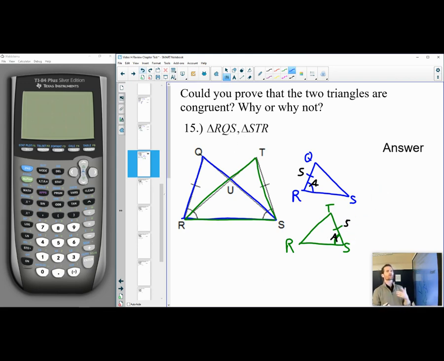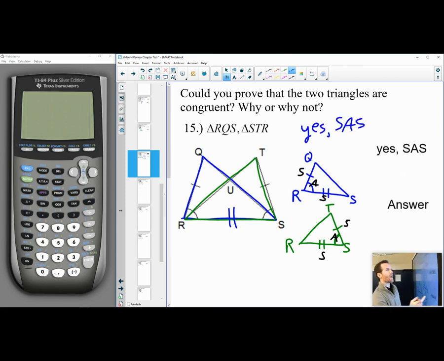What we need to use is the reflexive property because these two triangles are sharing that side. Both the green and blue triangles have RS in it, so we can say RS is congruent to itself, giving us another pair of congruent sides, making this side, angle, side, which works. So we say yes by side, angle, side.